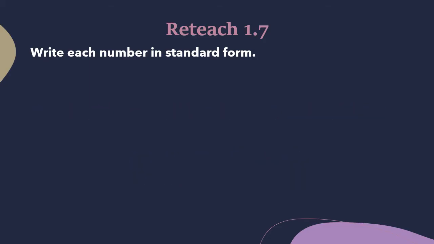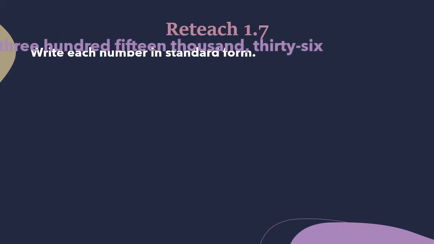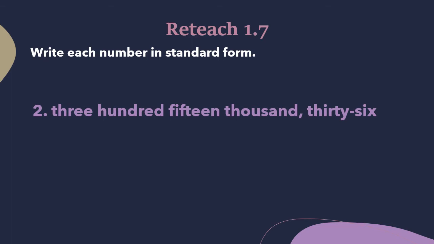Okay, same directions, but we're going to do number 2 now. So we're going to write this number in standard form. This time they have given us a number in word form, 315,036. So think about that number. Think how you would write it out in standard form using the digits, writing it out like we normally write numbers, and see if you can come up with the correct standard form.